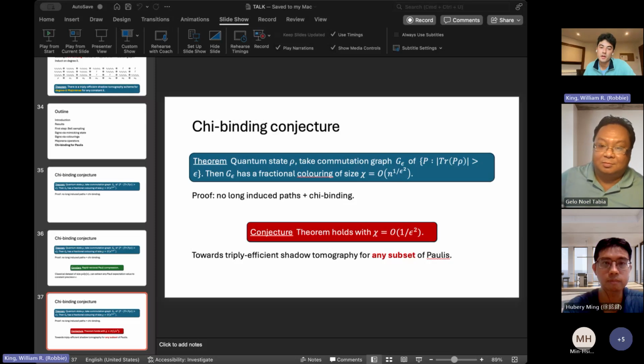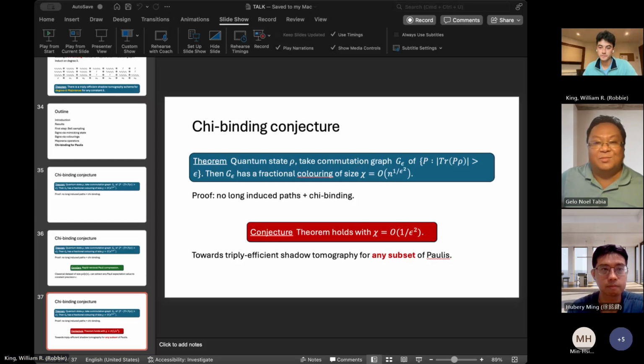But I would also say it's very dependent on the properties you want to probe. For example, if you want Pauli expectation values, then this Bell sampling works, but it doesn't work for anything else. For example, what if I have a set of observables that are like Paulis but rotated by T gates, right? Even that we don't know how to do efficient shadow tomography. I see. Okay, cool.